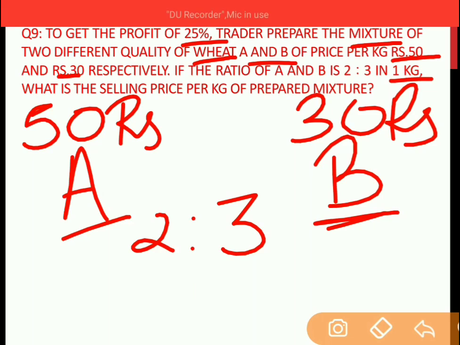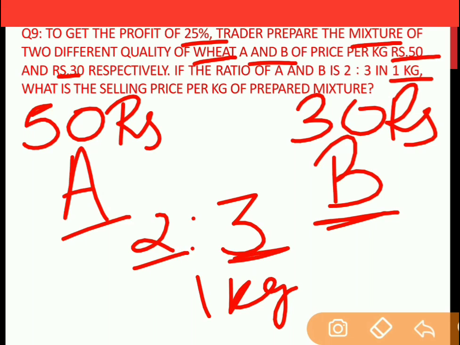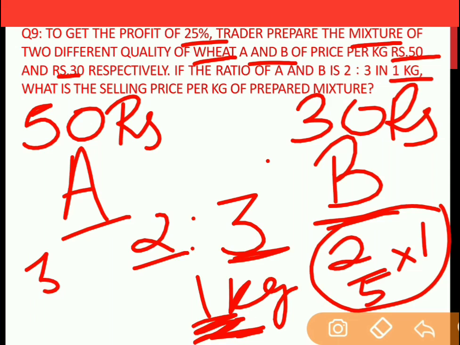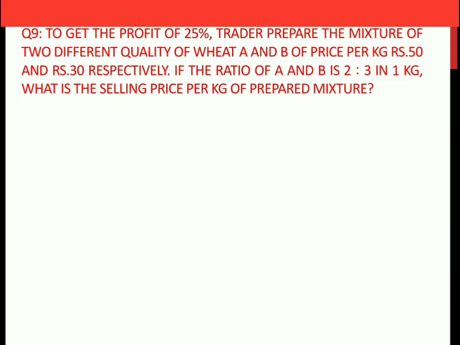So this 1 kg will contain 2 parts of A and 3 parts of B. The amount of A in the 1 kg will be 2 by 5 of the total 1 kg. So this is the quantity of A, that is 2 by 5 of the 1 kg. In the same way, the quantity of B in this mixture of 1 kg will be 3 by 5 of the 1 kg. Fine. So this is the quantity of A and this is the quantity of B.